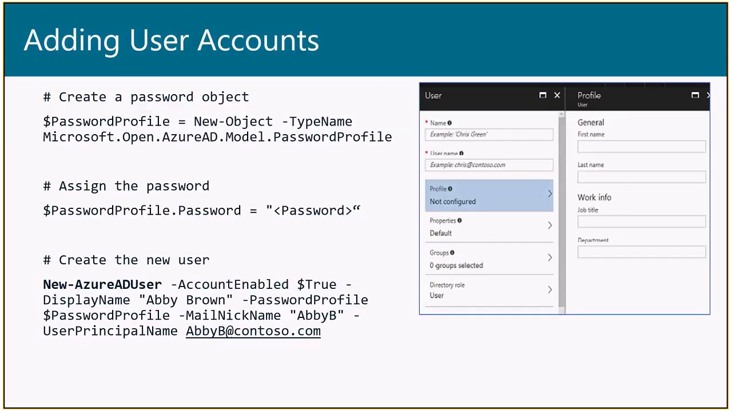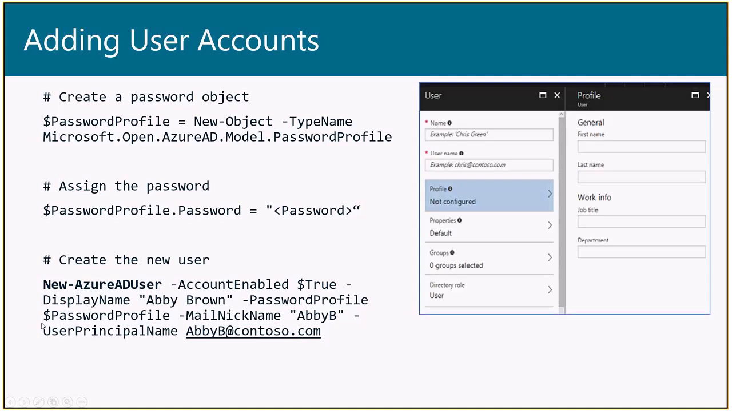This is adding user accounts. Everybody's going to be able to do that. This is the way to do it in the portal, and this is doing it in PowerShell. Pretty straightforward. You're going to create a password object. Anytime you see a $ sign in front of a name, we know this is a variable. So $PasswordProfile is a variable in PowerShell, and we say object type name Microsoft Open Azure AD Model 1 PasswordProfile. So we're creating a password profile. We are assigning a password, and creating a new user.